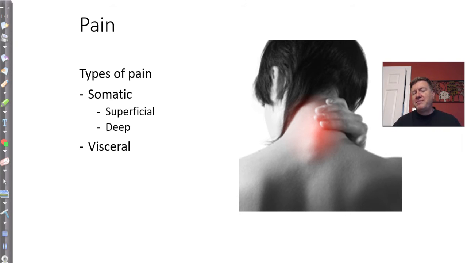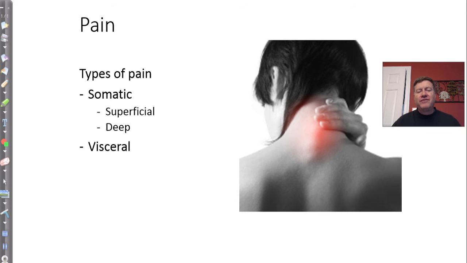The deep somatic pain that we associate with things like muscles or cramps is a slower, aching pain. It doesn't feel as sharp, it's not as acute, and it's more diffuse. You have a difficult time saying exactly where you have deep pain. So somatic pain is pain we associate with muscles and skin, and it can differ based upon where it's found.